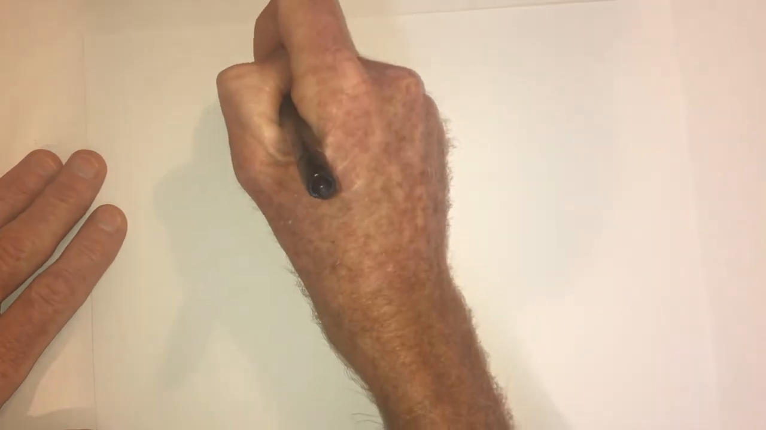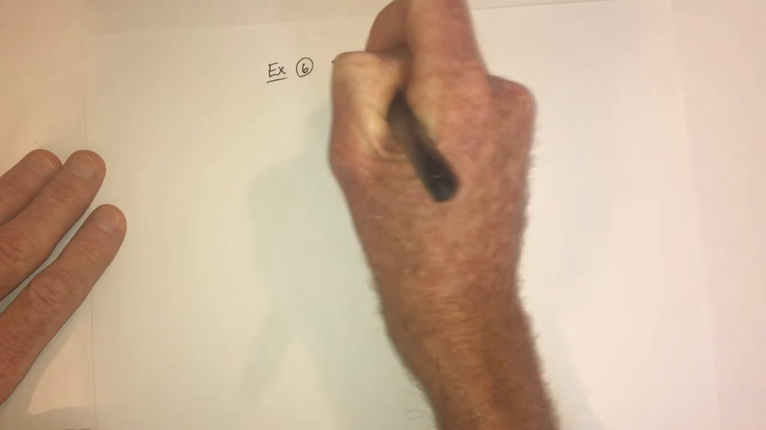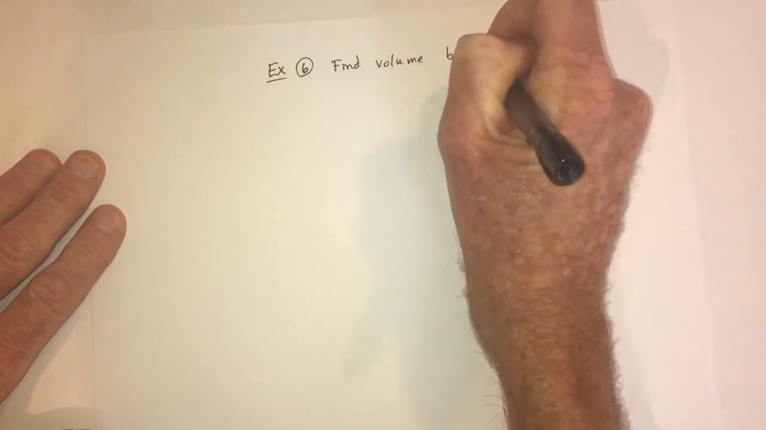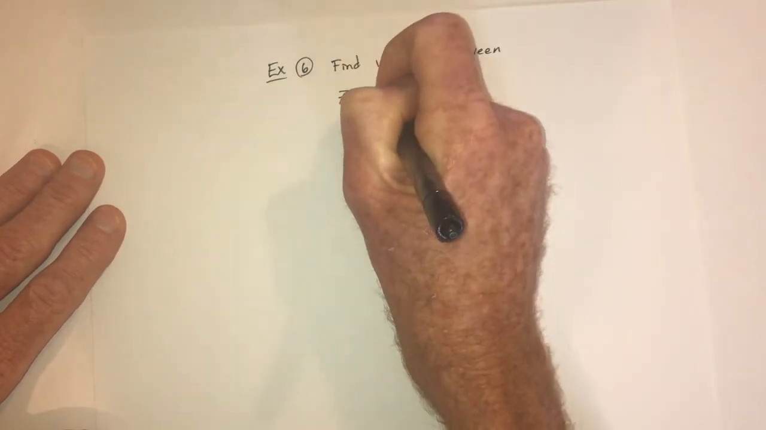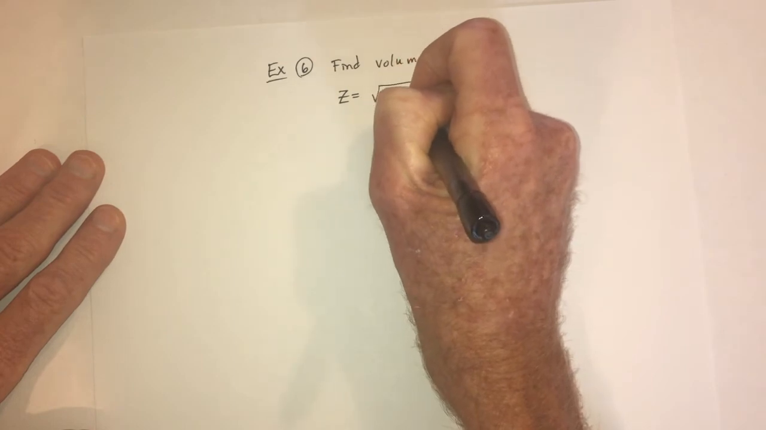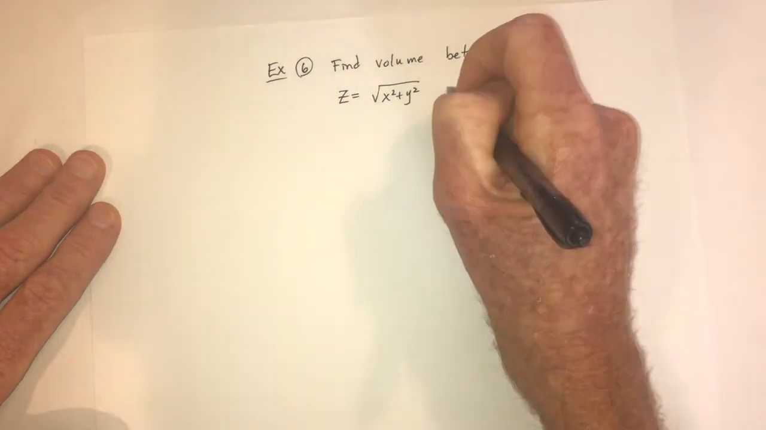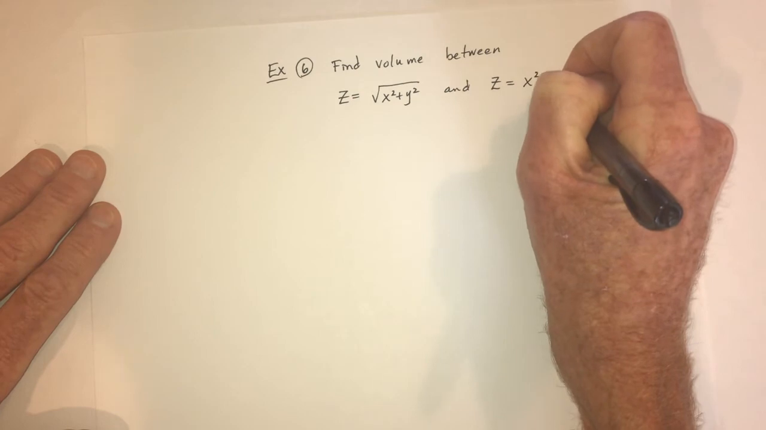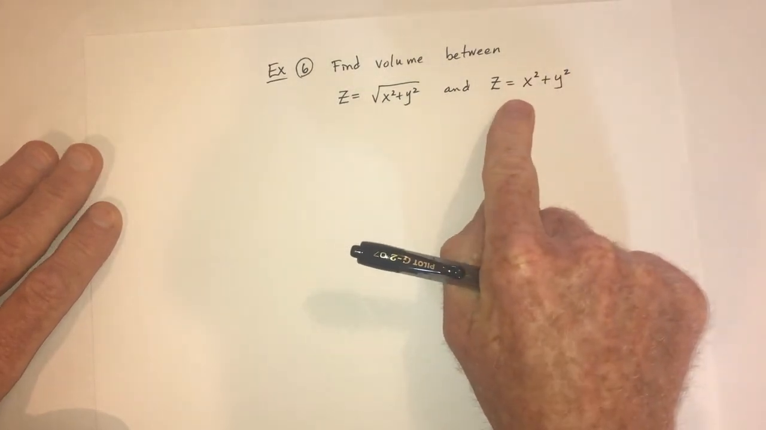Number 6. Find the volume between z equals the square root of x squared plus y squared, aka a cone, and if you leave off the square root, aka a paraboloid.